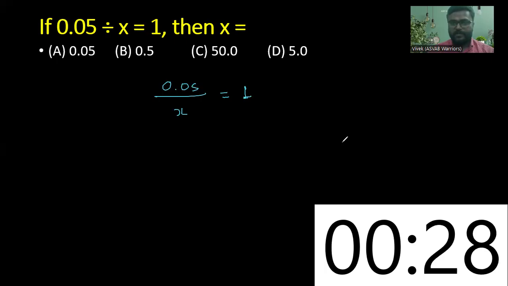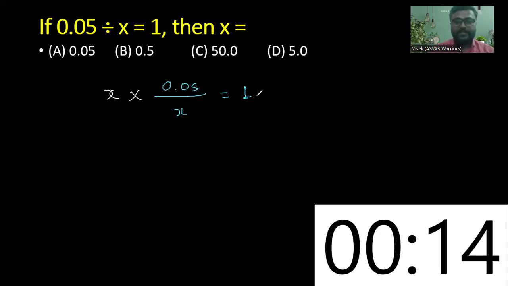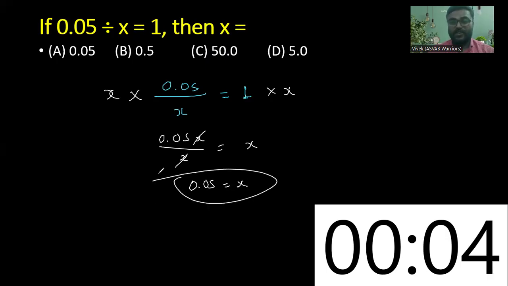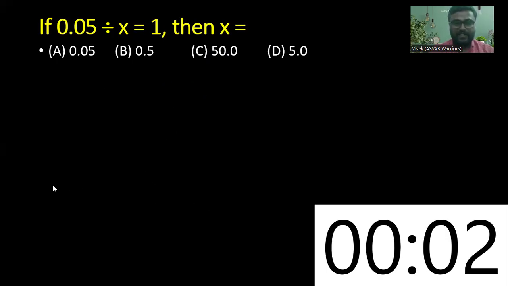Yep, Ablam. It's A. So basically, what are you going to do now? Just multiply both the sides by x. What do we have? 0.05x over x is equal to x. x will get cancelled. 0.05 equals x. That is your answer. Let's move on to the next question.